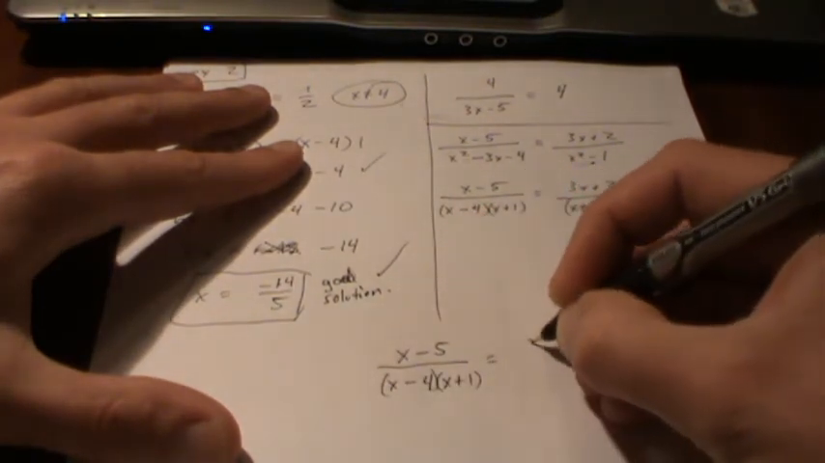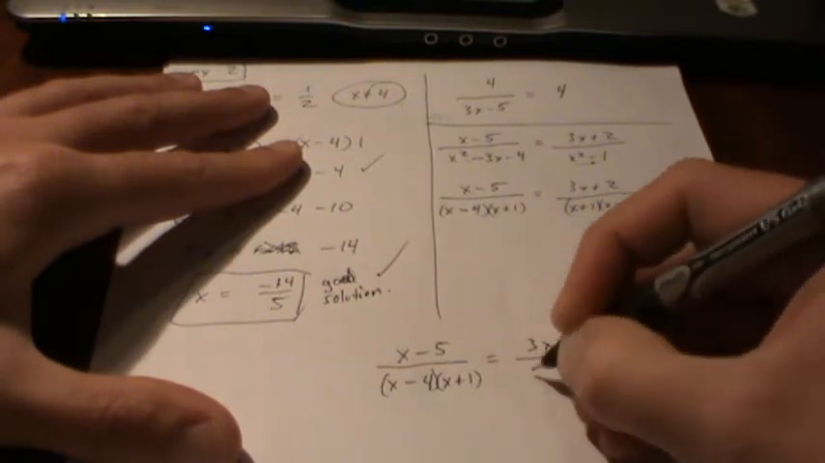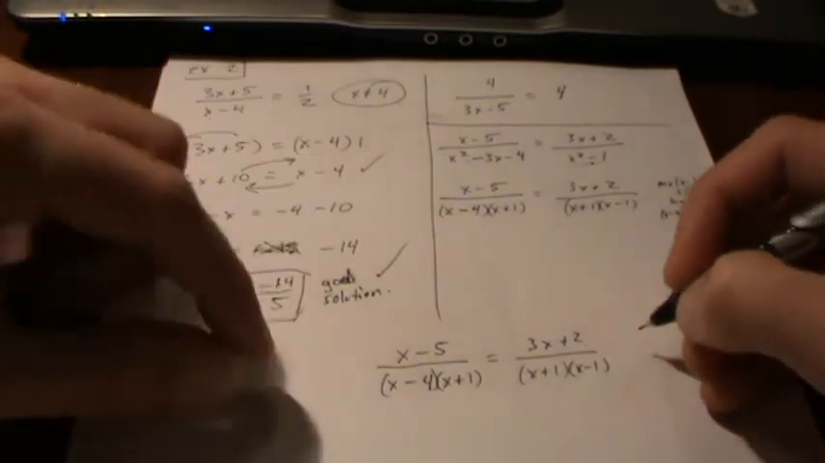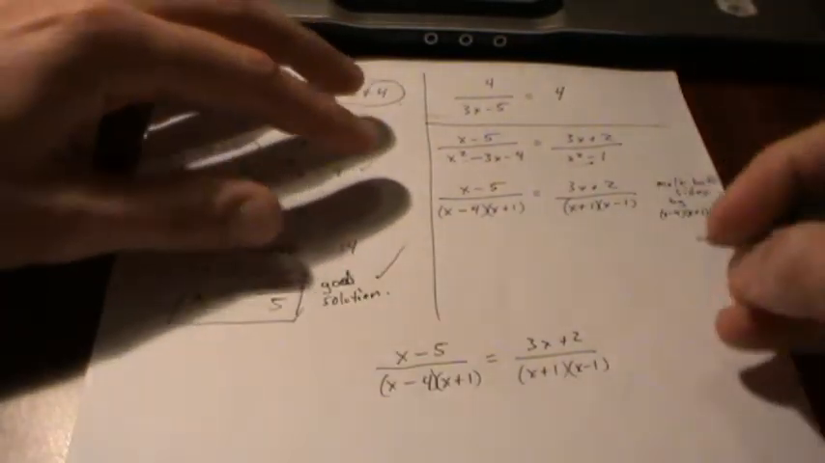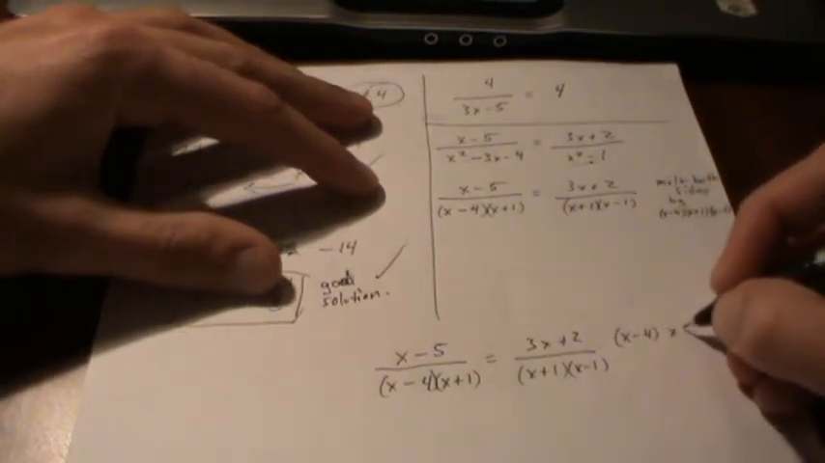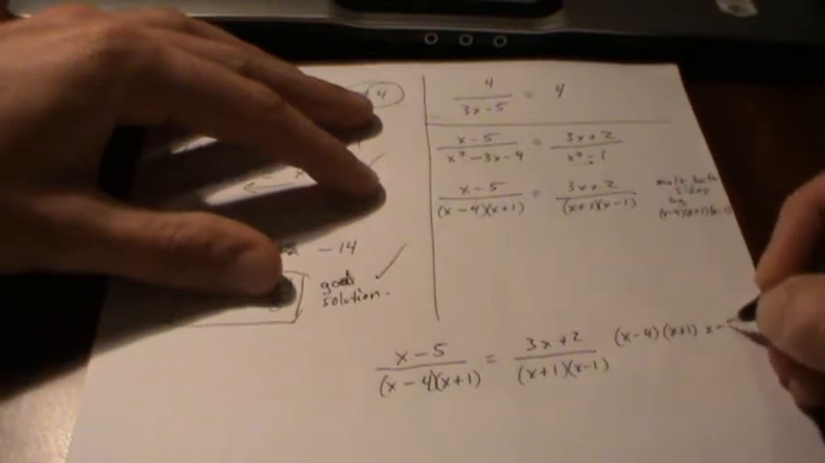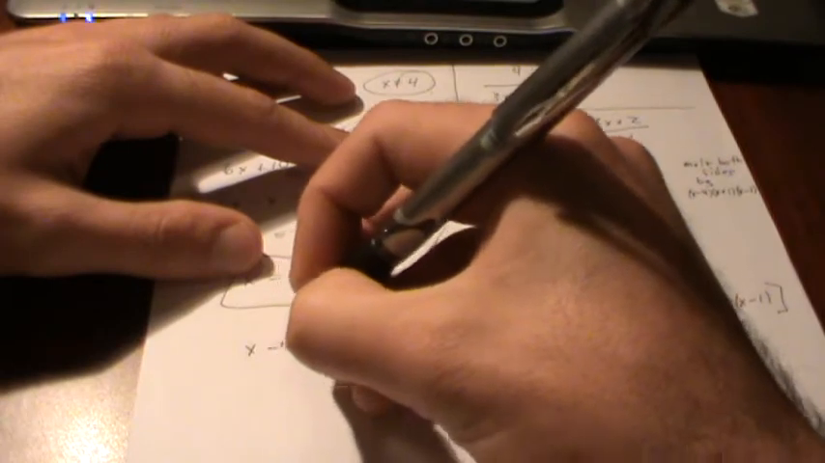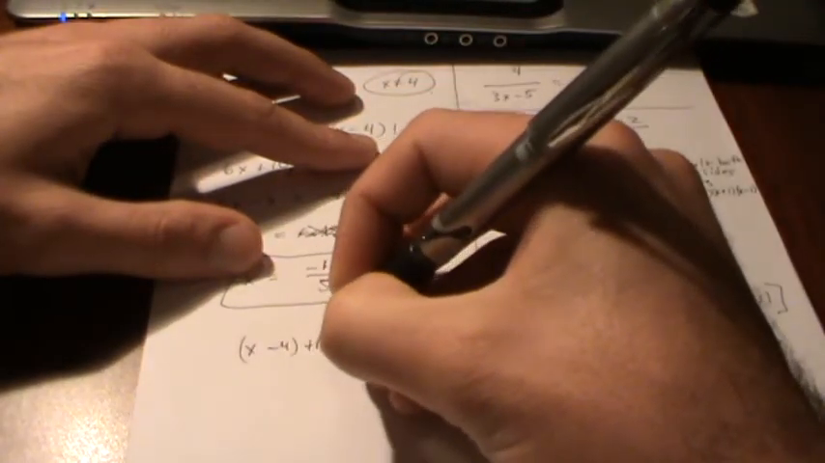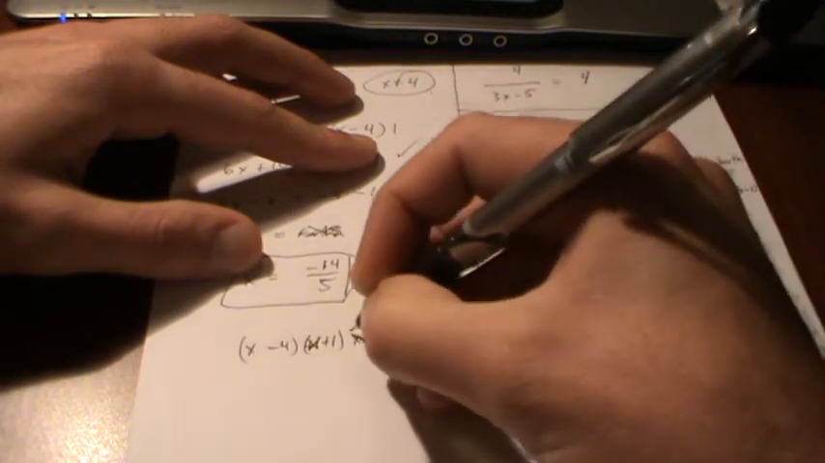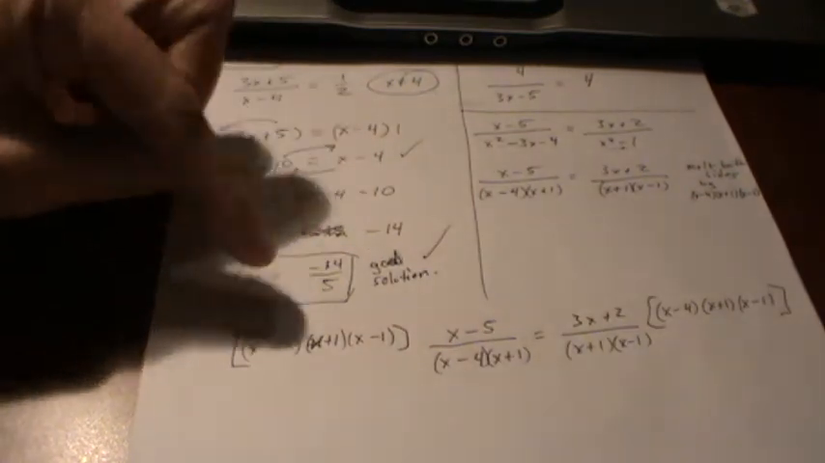Why am I doing this? Check this out. If I do it this way, remember, you can multiply both sides of an equation by anything you want. I'm going to multiply that side by x minus 4, x plus 1, and x minus 1. And I'm going to multiply this side by that.